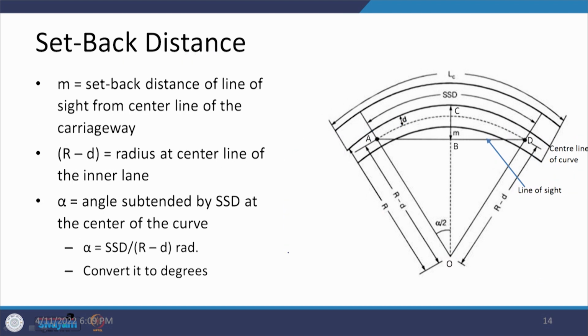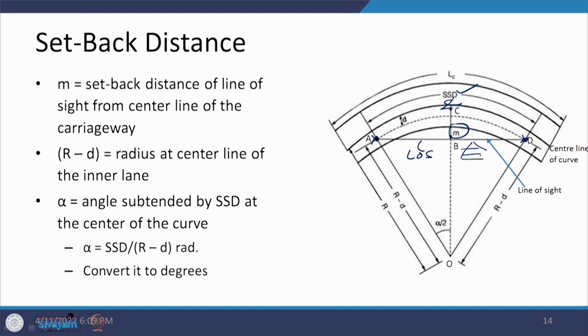Then the other aspect is we have to calculate the setback distance. So, from the center of the carriageway to the line of sight which is there with respect to the points A and D, which are the ends of the SSD to be provided. With respect to that, this value BC is what we are interested to calculate. So, M is the setback distance here. So, all our obstructions should be away from there.